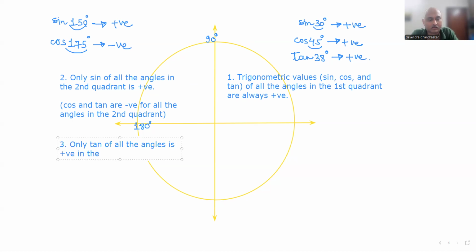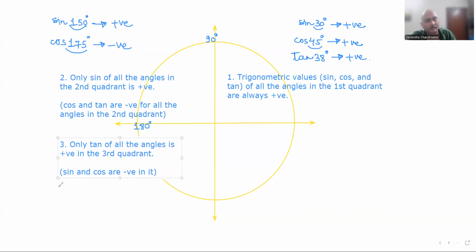Third one is only tan of all the angles is positive in the third quadrant. Right? That means here sin and cos are negative in it. Right? I'll give you one example.